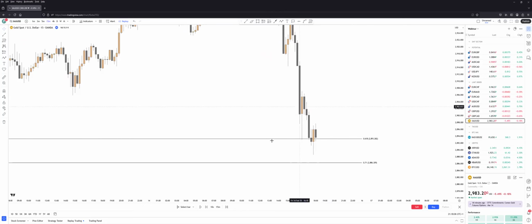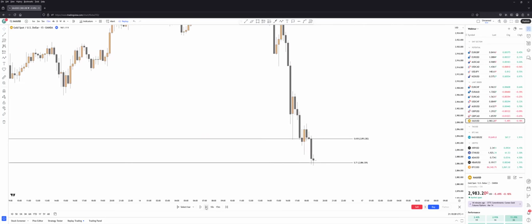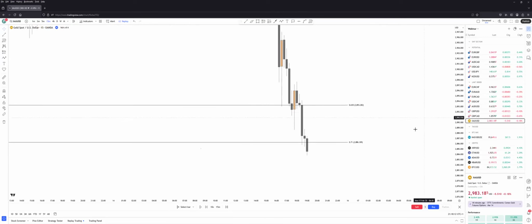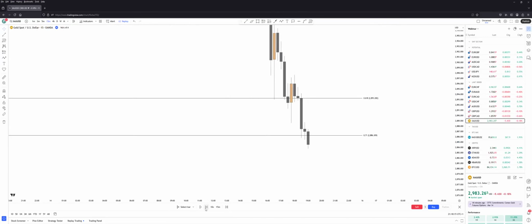Couldn't really create any structure shift in the market, so therefore there's nothing we can take into liquidity sweep. And now we just arrived into the 71 region. Here in the 71 region, we are looking for reversal confirmation opportunities.